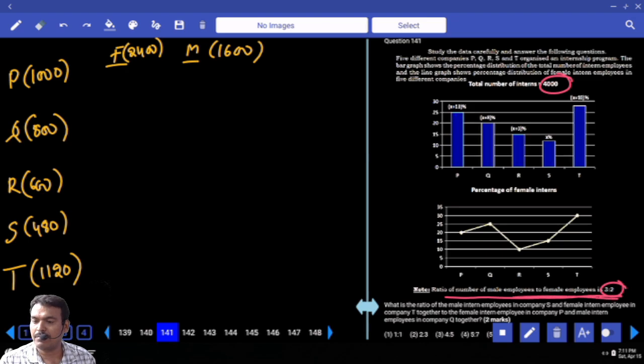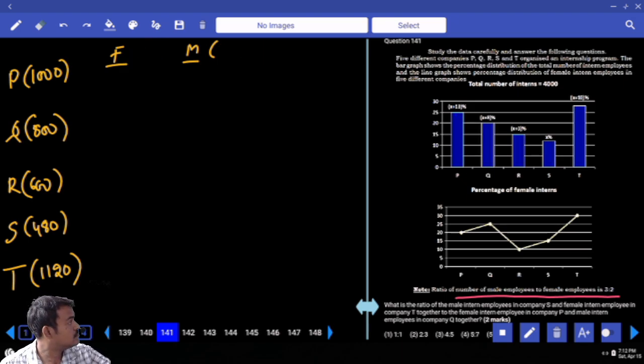Male to female ratio of the number of male employees to female employees? 3 plus 2. Okay. Male is how much? 2400. Female is how much? 1600.